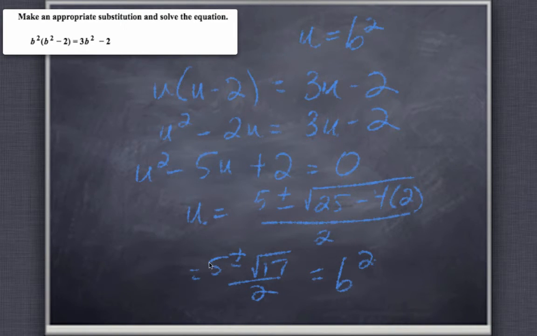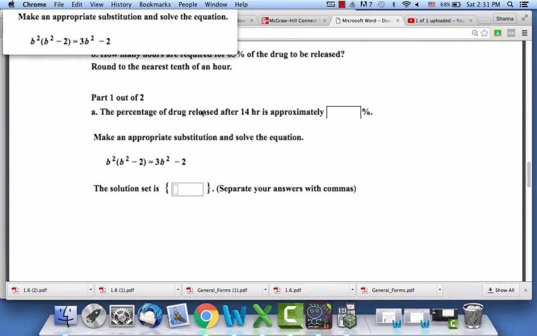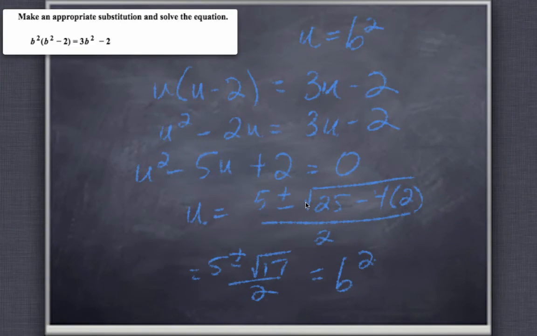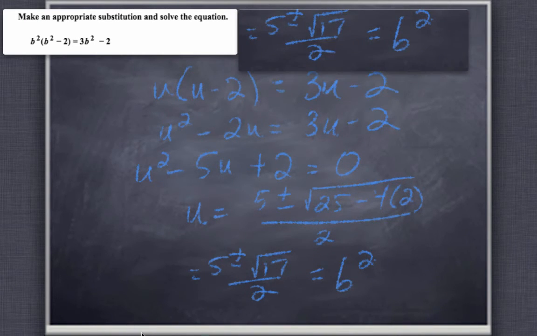B can be the square root of 5 plus root 17 over 2, or it can be negative that square root. Let's see. Interesting. It makes me feel like I made an error, but maybe it wanted decimals, because otherwise this is very strange. Well, now I really wish that I hadn't accidentally closed that tab.